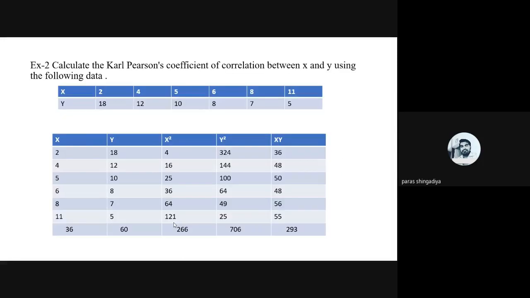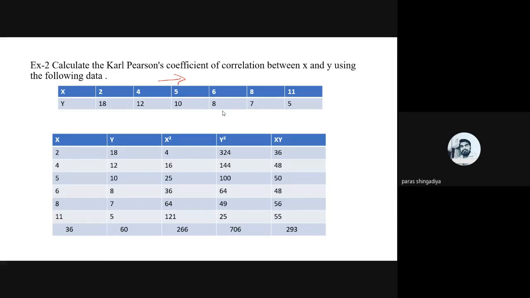Then after that, we discuss this second example also. The values of x are 2, 4, 5, 6, 8, 11, and the values of y are 18, 12, 10, 8, 7, 5. So now check the values of x and y. Which type of correlation can we observe based on the data? Just observe the data, check the behavior of the values of x and y. Is it negative or positive?